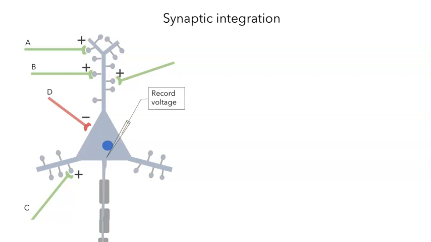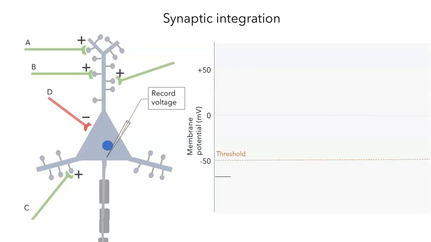Suppose that we would insert a recording voltage close to the spike initiation zone and then record the voltage. In order for that cell to fire an action potential, it would have to reach threshold, which might be about here. Well, suppose that we go and we can stimulate these individual inputs. What would happen in the cell? Well, if we went and we stimulated this input A, that's far away from the spike initiation zone, we would get a small depolarization, but it wouldn't be sufficient to reach the threshold.